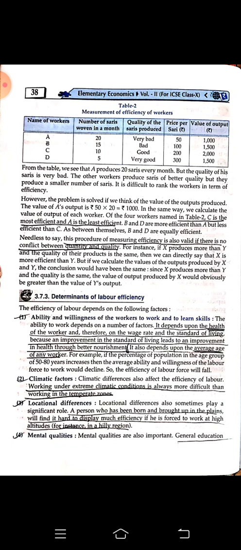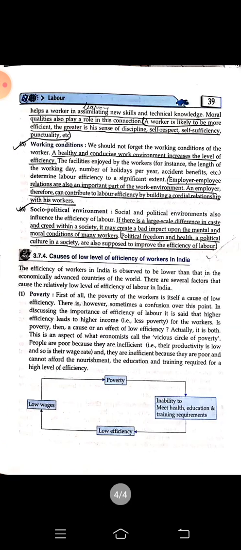Next we are having mental qualities. Mental quality means here they are talking about the IQs. If the person is generally educated, okay, general education is there within the worker, then that person will be able to learn new skills, new technologies very easily. Okay, and that person shall have some moral qualities in that labor.